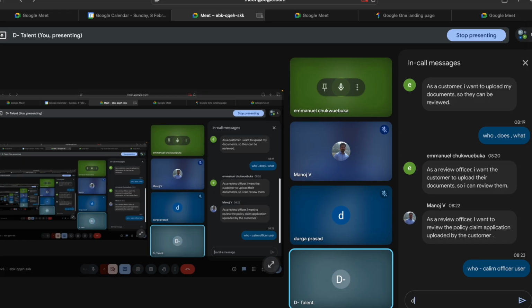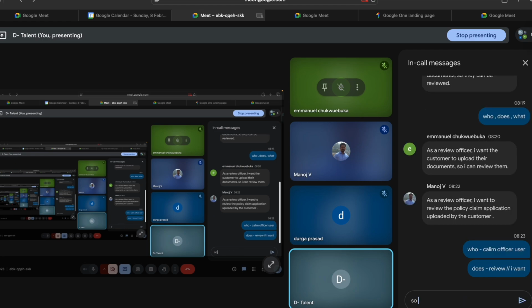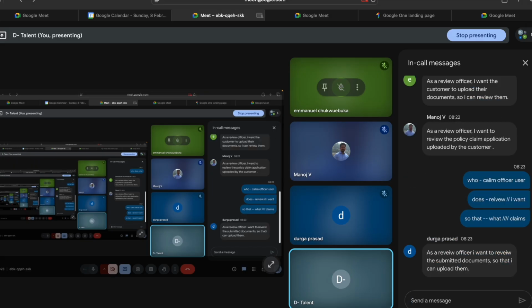So you need to understand the what part, right? Like what you are reviewing, right? You can ask the customer who, claim officer, does what you want to do, review, right? I want to review. What you want to review? Claims submitted by customers. Okay, so I can see you guys need more improvement, more work here.